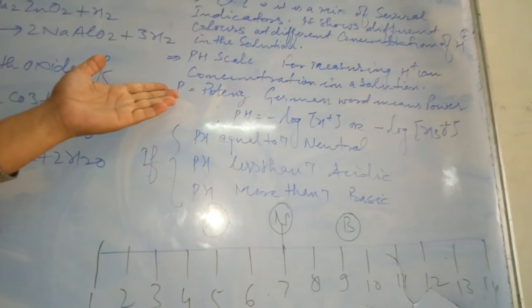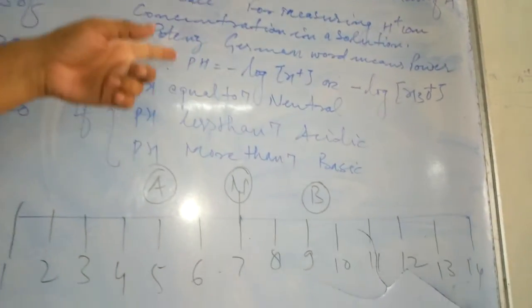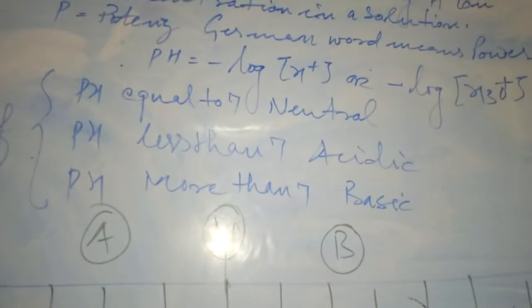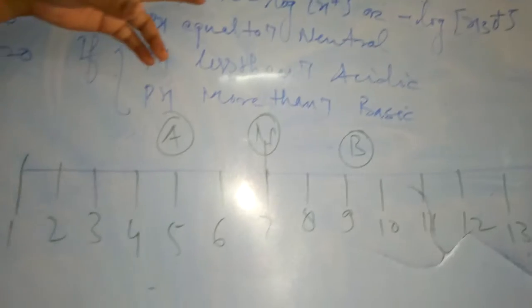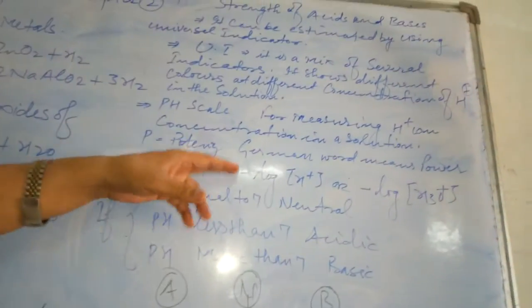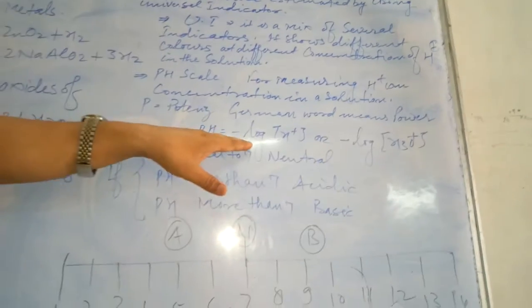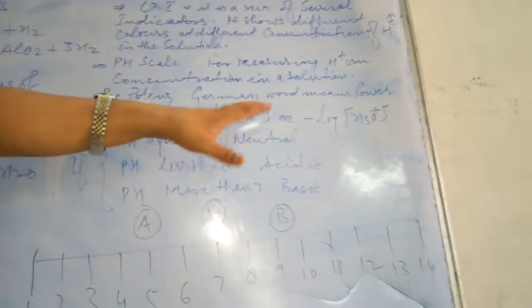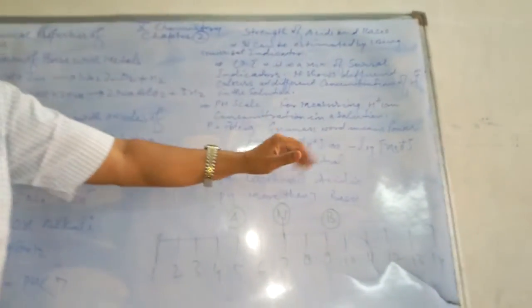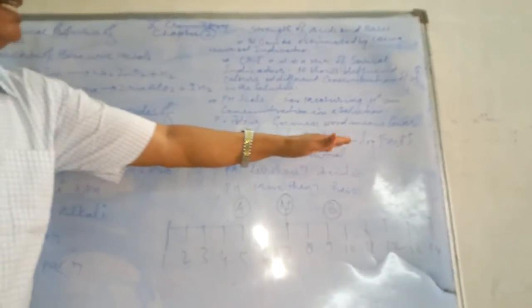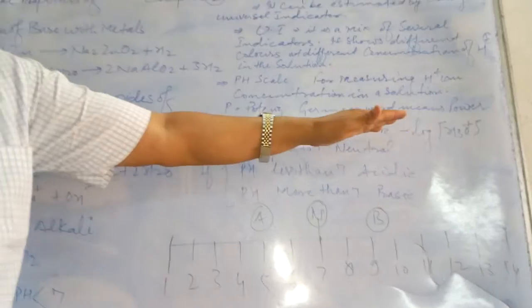So pH, as an abbreviation, you can say, is the potential of hydrogen ion concentration. pH stands for potential of hydrogen ion concentration, and this is the logarithm value of hydrogen ion concentration. Means pH is equal to minus log hydrogen ion concentration, or pH is equal to minus log hydronium ion concentration.